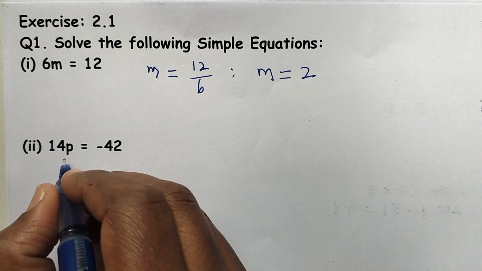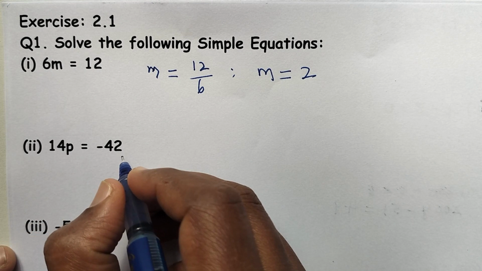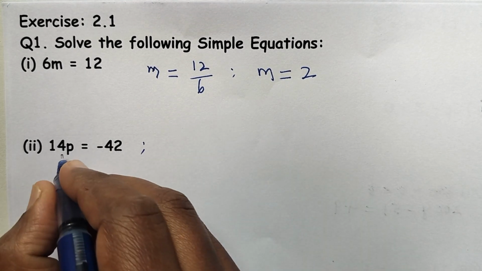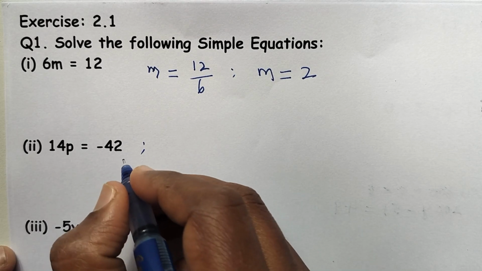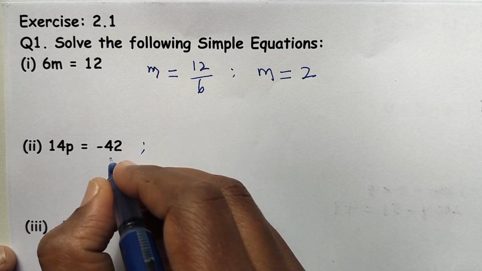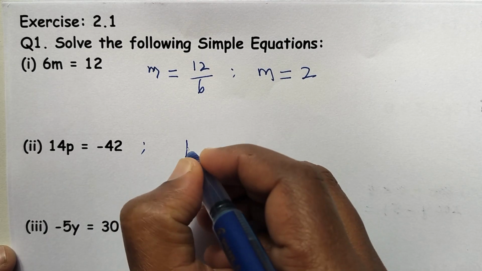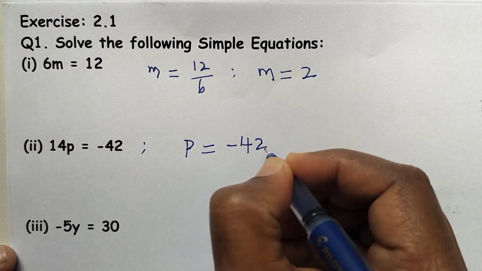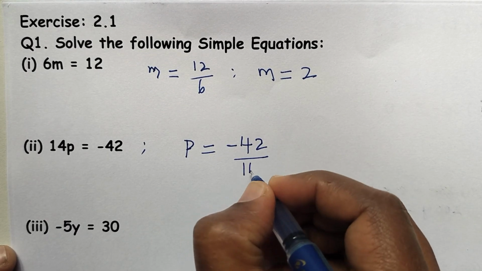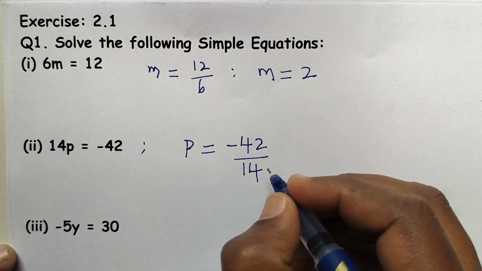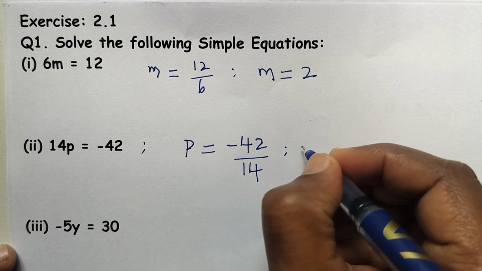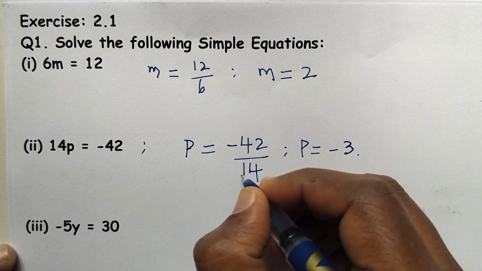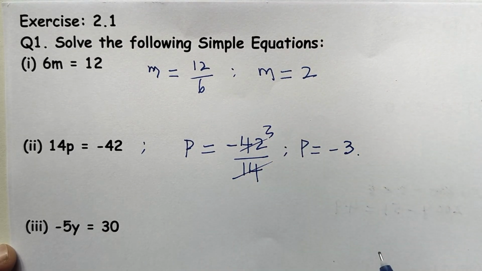Second one, 14p equal to minus 42. So here 14 you are going to send to RHS, then p equal to minus 42 by 14. So 14 times 3 is 42. So p equal to minus 3.